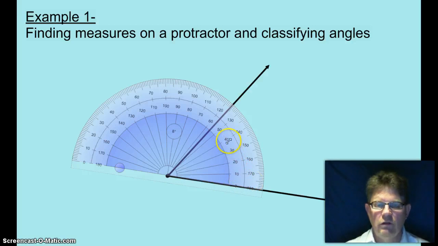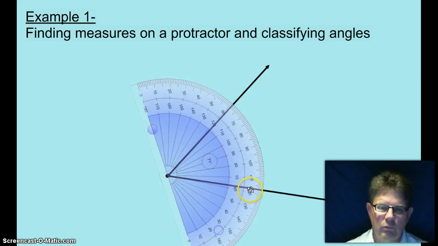10, 20, 30, 40, 50. Okay, it's between 50 and 60. Go out on the outside scale. The 55 is the really thick, long one, because every 5 it's got one of those long ones, and it looks like it's one tick over. That would be 56 degrees.